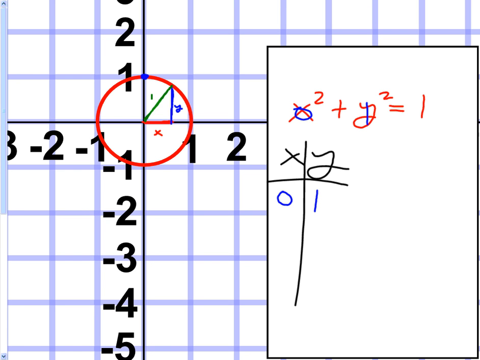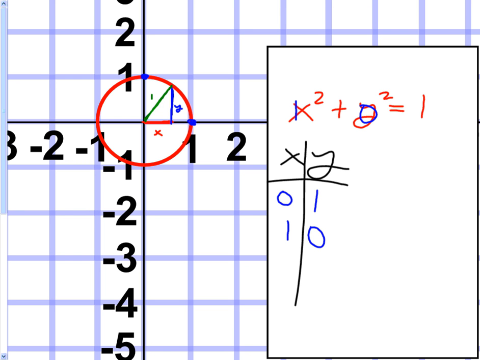All right. What else should work? Raise your hand if you can tell me another point that ought to work. Chess? 1, 0. Because that's right here, and that ought to work. And if I stick in a 1, 0 in here, put in a 1 and then a 0, it's going to work. 1 squared plus 0 is equal to 1. All right. I think you get the idea.